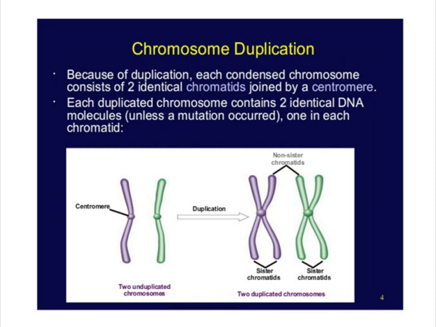What is duplication? Because of the duplication, each condensed chromosome consists of two identical chromatids joined by a centromere. Each duplicated chromosome contains two identical DNA molecules, identical unless a mutation has occurred, one in each chromatid. This is chromosomal duplication.